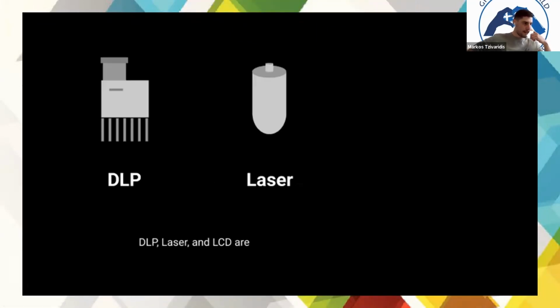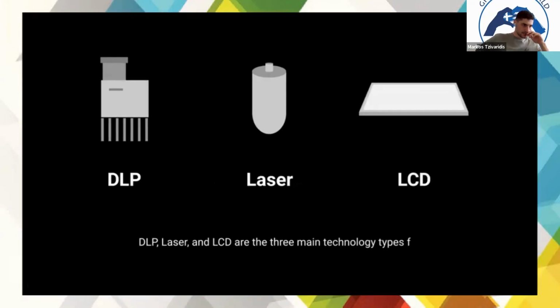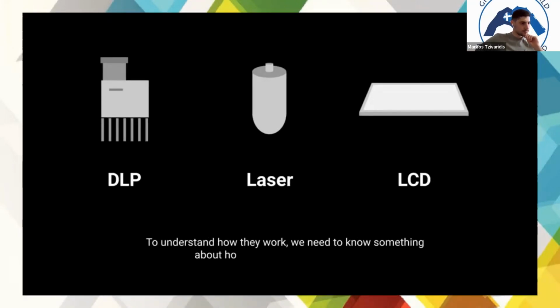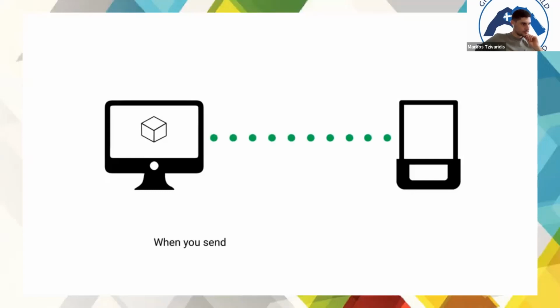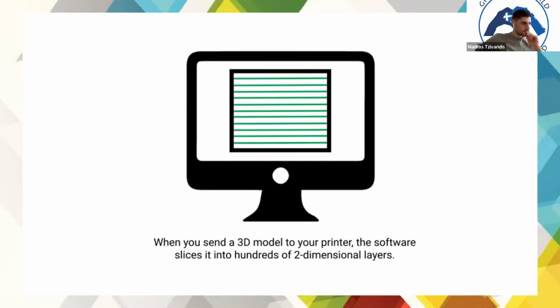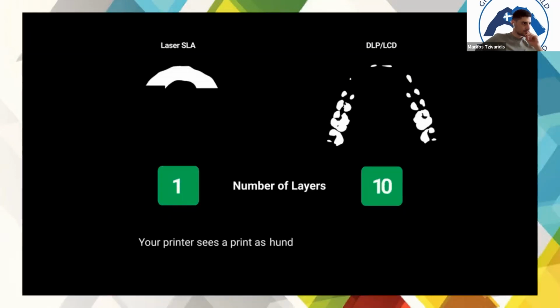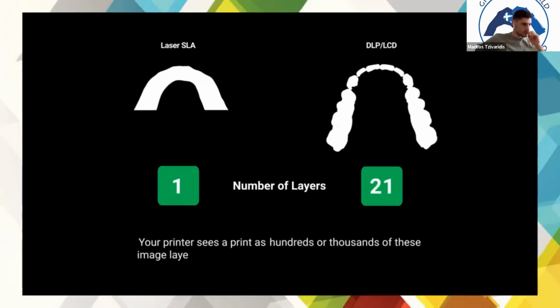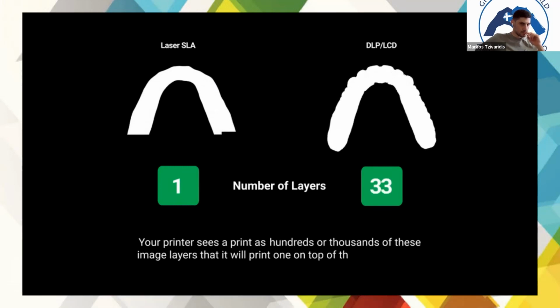DLP, laser, and LCD are the three main technology types for desktop 3D printing in dentistry. To understand how they work, we need to know something about how 3D printers see 3D models. When you send a 3D model to your printer, the software slices it into hundreds of two-dimensional layers. Your printer sees a print as hundreds or thousands of these image layers that it will print one on top of the other until the model is complete.